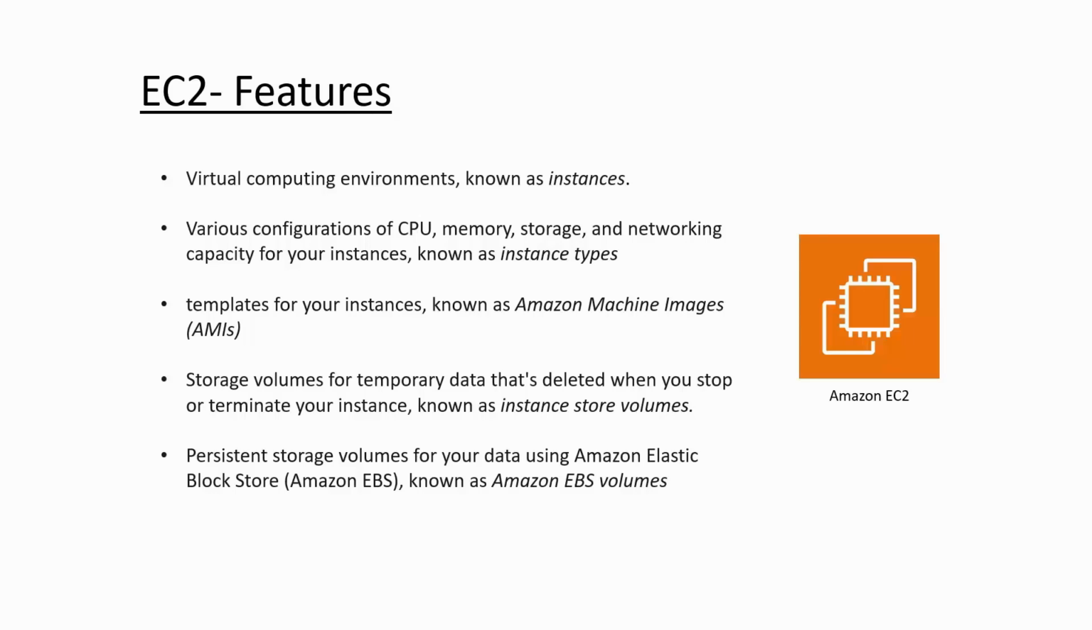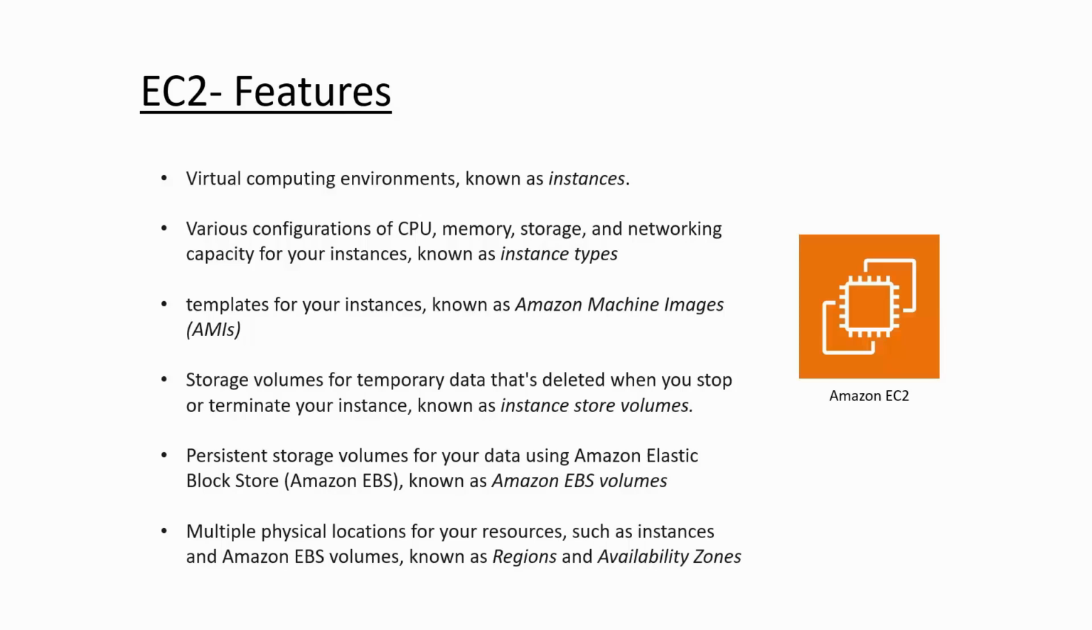That is persistent, so data will not be lost even if you shut down your machine. So that is an Amazon EBS volume which you can attach to the EC2 servers. Okay. And multiple physical locations of your resources. Yes, instances and EBS volumes can be available across your region, across your availability zones.